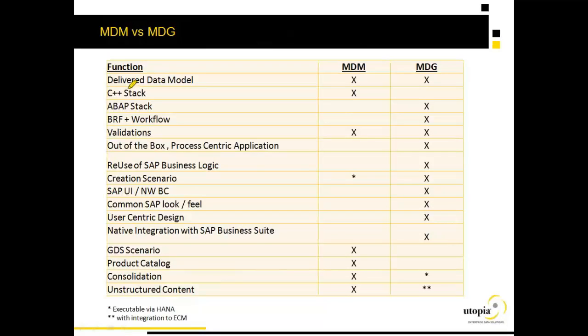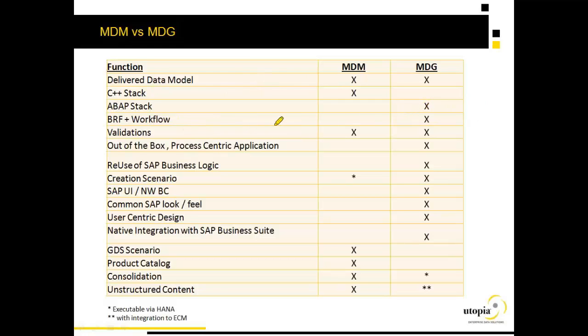So I put together this chart to show some of the functionality in comparison between MDM and MDG and what they've thematically been represented as. Both support SAP and non-SAP data. That's a key message I want everyone to appreciate. Both have a delivered data model, MDM and MDG. But the architectures are different. C++ for MDM, ABAP for MDG.